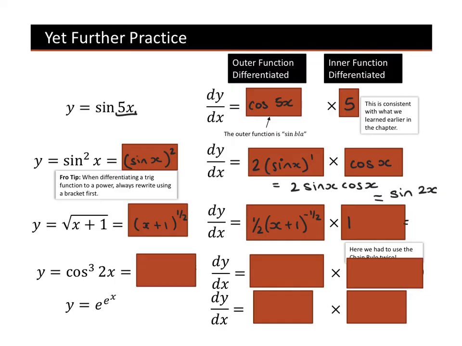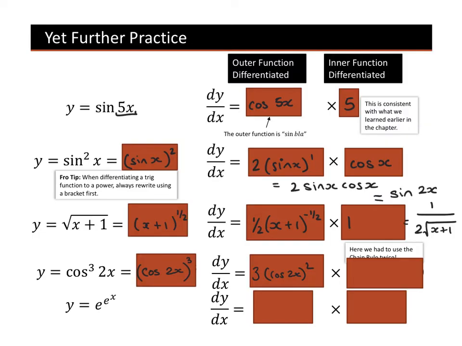Which we could rewrite as 1 over 2 root x plus 1, if we wanted to. Yeah, it's very fancy. Okay, cos cubed 2x, if we look, we can rewrite this as cos 2x cubed. That's what the notation means. Differentiate the bracket, something cubed. How do we differentiate? Bring the power down: 3 something squared, don't we? In this case, it's cos of 2x.